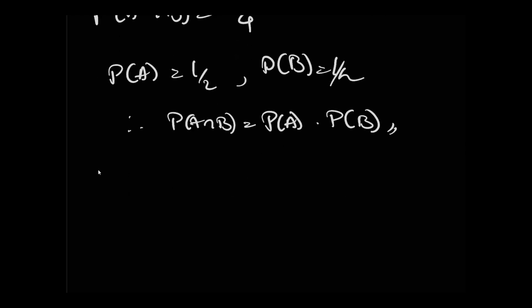This can be done for more than two events. For example, if we say three events A, B, C, and they are mutually independent.